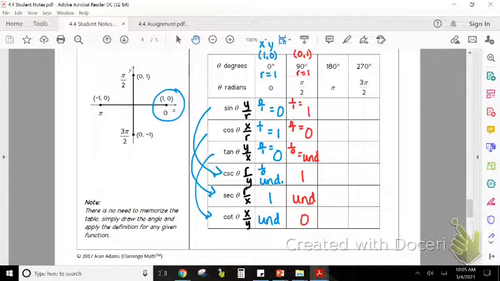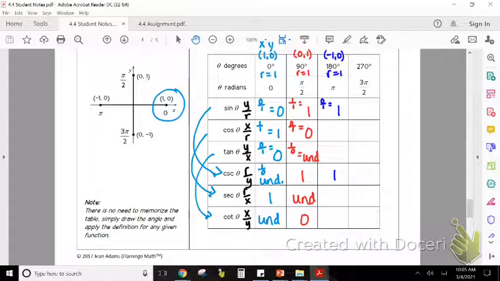Alright, let's keep going. So 180 degrees, or pi, has the ordered pair negative 1, 0 for its x and y. We know r is 1. So sine is y over r. 0 over 1 is 0. Its reciprocal, cosecant, is going to be undefined then, since the reciprocal of 0 is undefined.